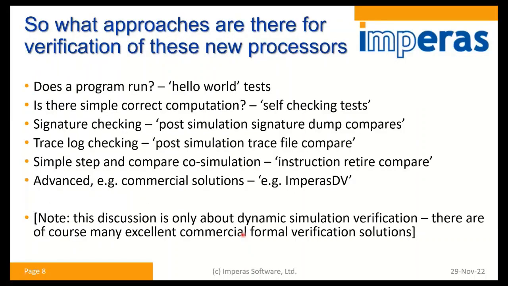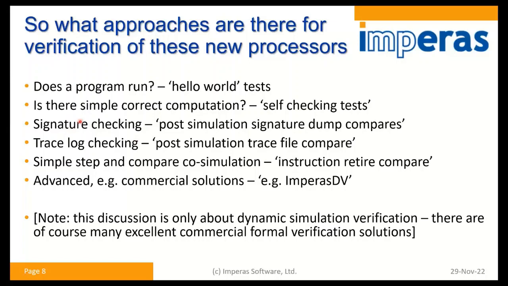Now, if we just try and look at how people can do verification, we classify them into really 6 different steps or 6 different approaches. The first 2 really are running programs. Does a program run, and does it get the right results? So these are sort of self-testing things. Then you've got the compliance level checking, where you can do signature checking or trace log checking.